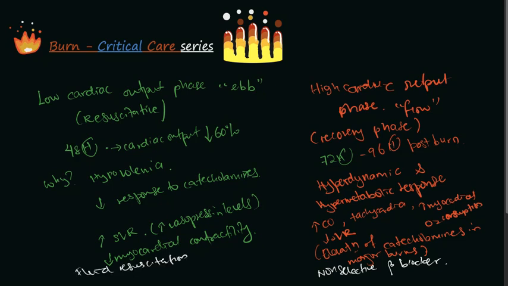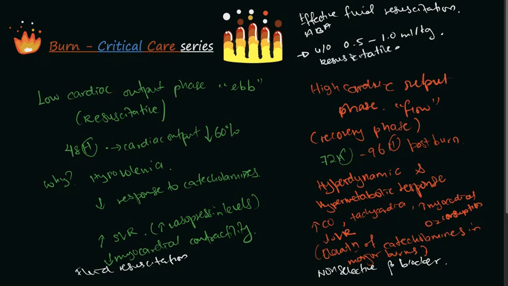And in the ebb phase, fluid resuscitation is key. And the effective resuscitation is gauged upon the American Burn Association guideline, which we want to aim for a urine output of 0.5 to 1 mL per kilogram. This would be our resuscitation endpoint.